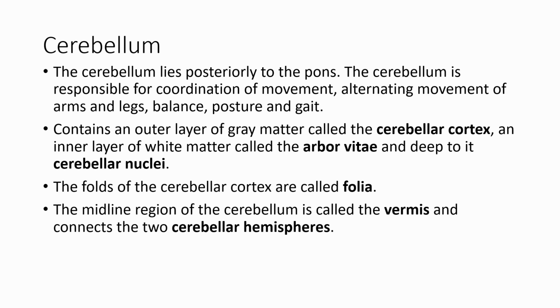And then deeper to that, we're getting even further in, we have the cerebellar nuclei, similar to how we had the basal nuclei elsewhere in the cerebrum. The cerebellum does have folds in that cortex that are called folia, so rather than calling them a sulcus or sulci, we have folia. And then there is a midline region that we call the vermis, and then we have two cerebellar hemispheres, and we're going to see that in a picture just in a second too.